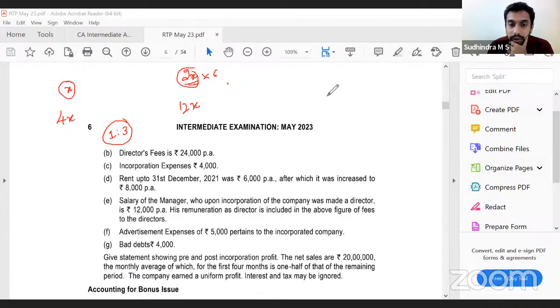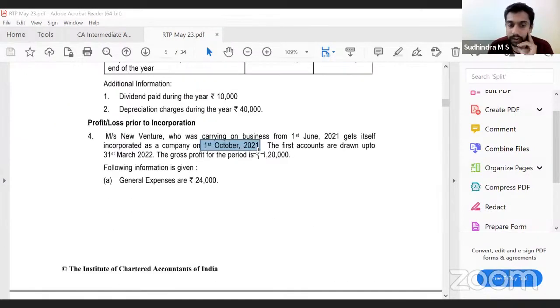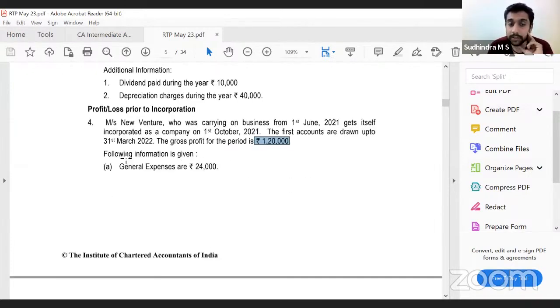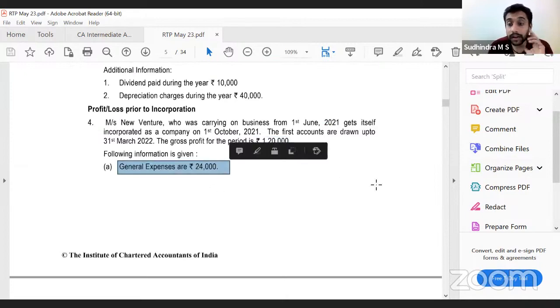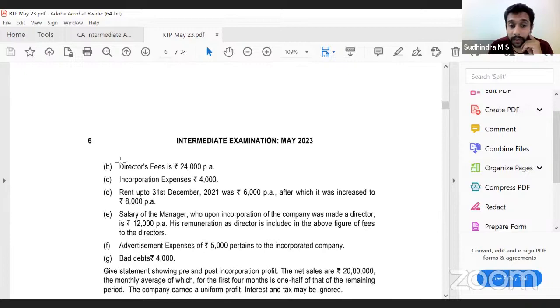We will look into the problem. They have given us the gross profit of 1,20,000, to which we'll apply the sales ratio. General expenses, time ratio. No other basis. Directors' fees, purely post-incorporation.